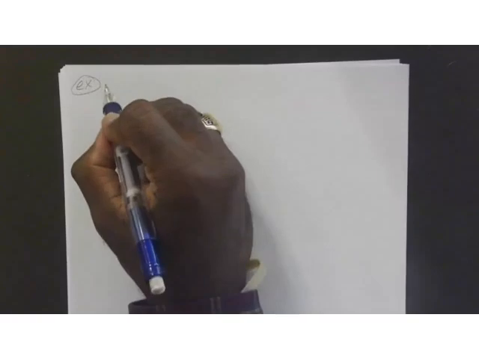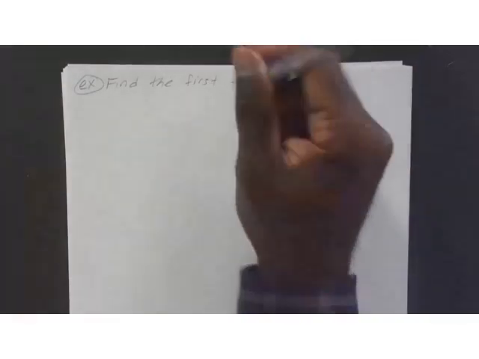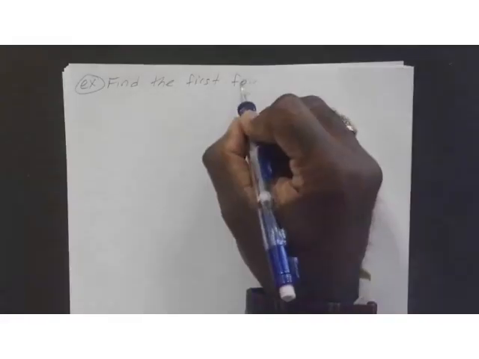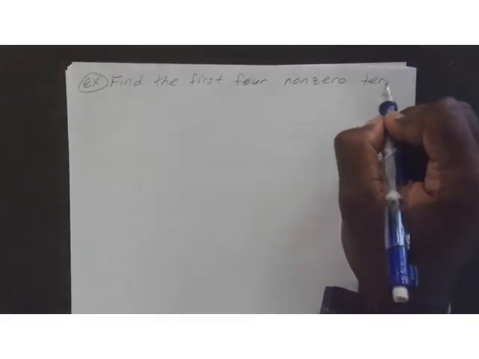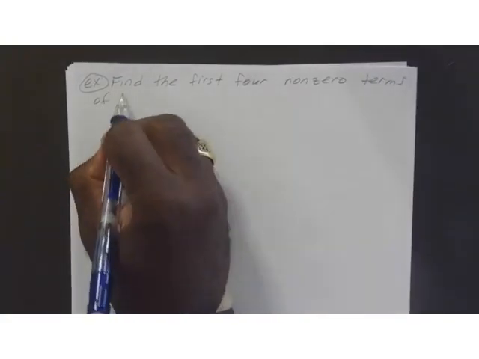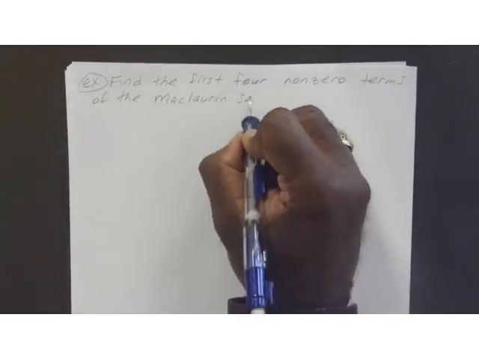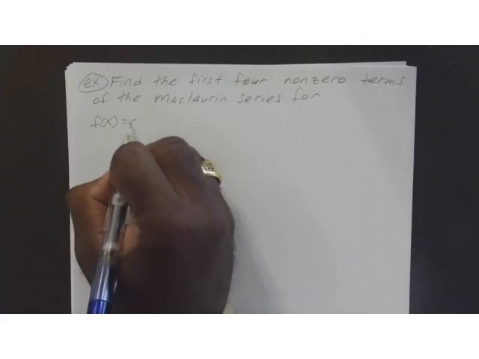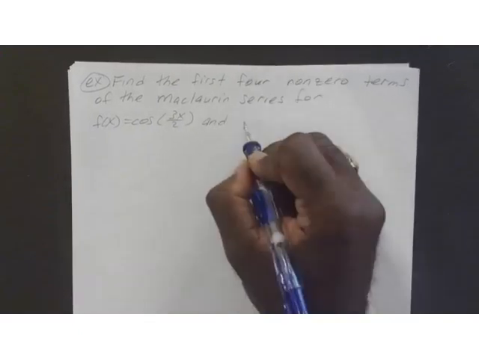So let's say, for example, if you wanted to find the first 4 non-zero terms of the Maclaurin series for f of x is equal to cosine of 3x divided by 2, and write as a sum.